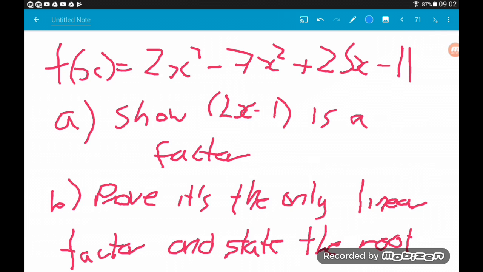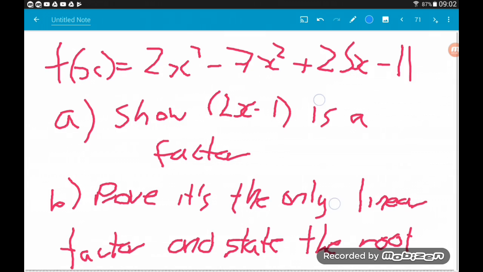Okay, for question 1 we've got f of x is 2x cubed minus 7x squared plus 25x minus 11, and part A asks us to show that 2x minus 1 is a factor of f of x, and then part B asks us to prove that it's the only factor and to state the value of the root.